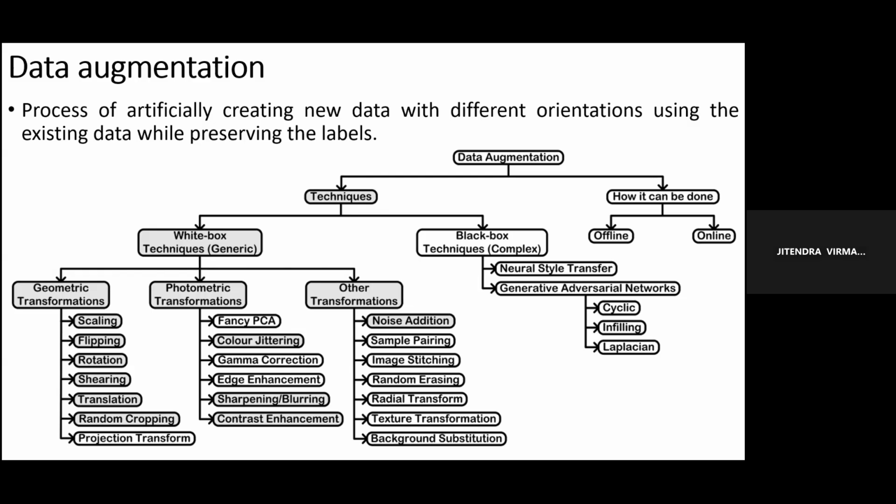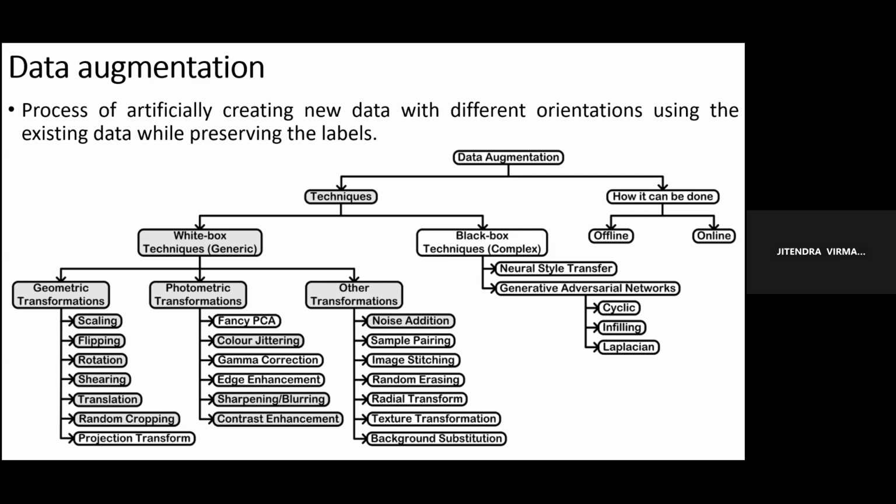Now, briefly, I would like to highlight the data augmentation techniques. They are, broadly speaking, of two types. One are known as generic white box based techniques, and the other are known as black box based techniques. Now, when can this data augmentation be done? In the deep learning based pipeline, there are two ways to implement data augmentation. One is online data augmentation, and the other is offline data augmentation. I'll be discussing when to implement online augmentation and when to implement offline augmentation.